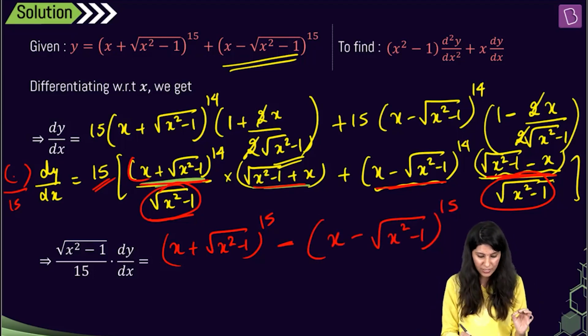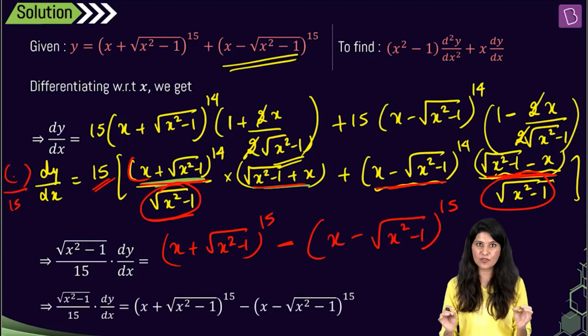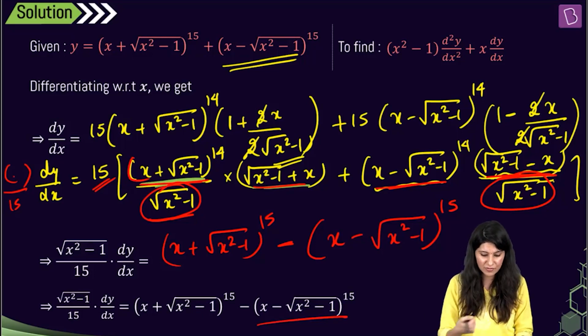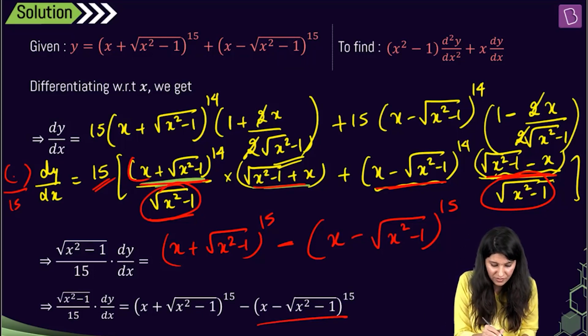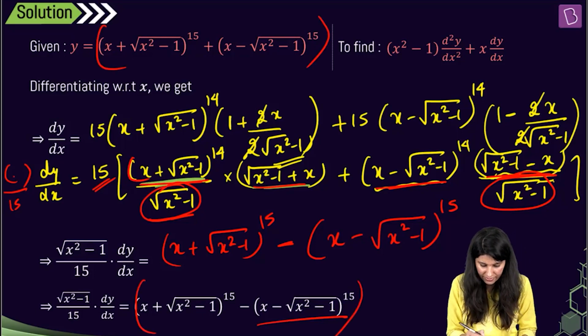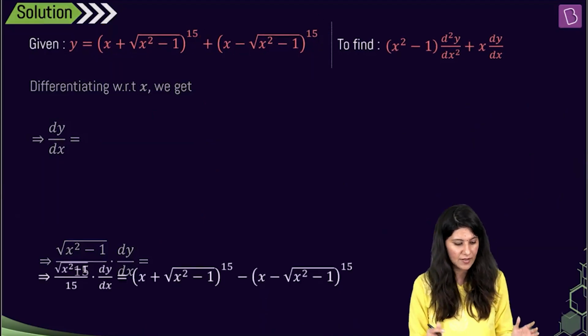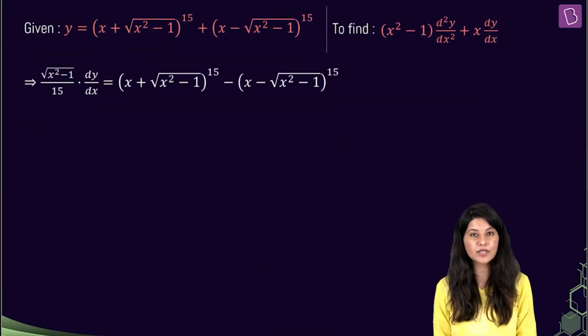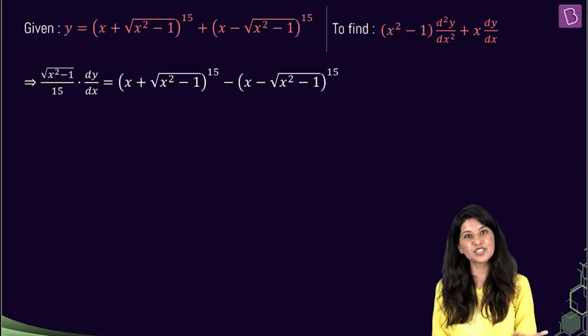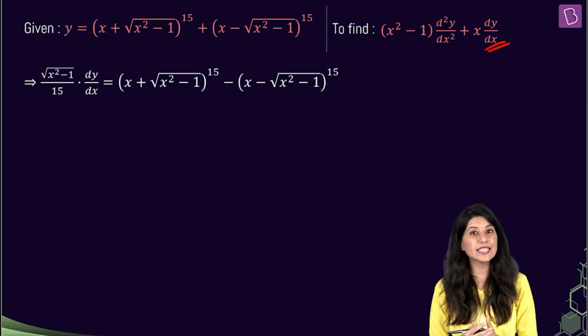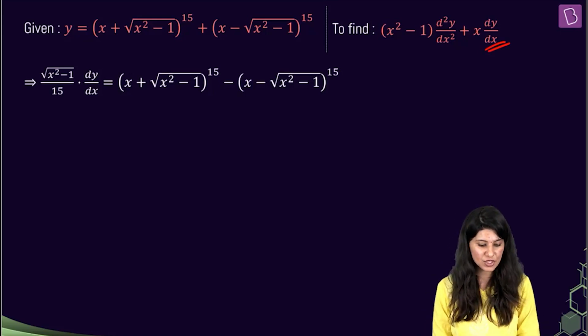So what you have got is this. x plus square root of x square minus 1 raised to power 15 minus x minus square root of x square minus 1 raised to power 15. So the only difference between this right hand side and this right hand side is just this minus sign. Here the sign is plus, here the sign is minus. Okay. So this is what dy by dx you are getting. Now we need to differentiate it twice, because if you've got dy by dx, yes, but you need to get d2y by dx square or y double dash.